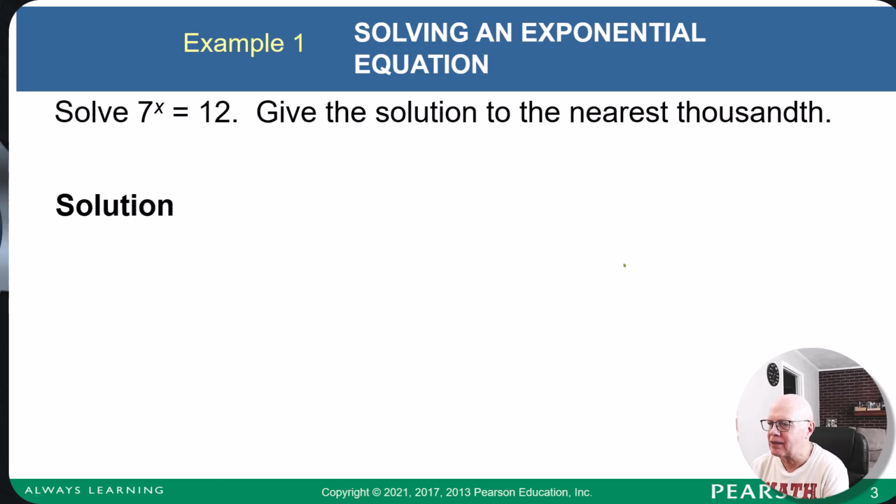Let's take a look at this one. And let's get to the point where you're going to use your calculator. And there's sometimes more than one way to do this, as long as you're handling it with legal moves. So 7^x equals 12. Okay, the x is stuck up here as the exponent.